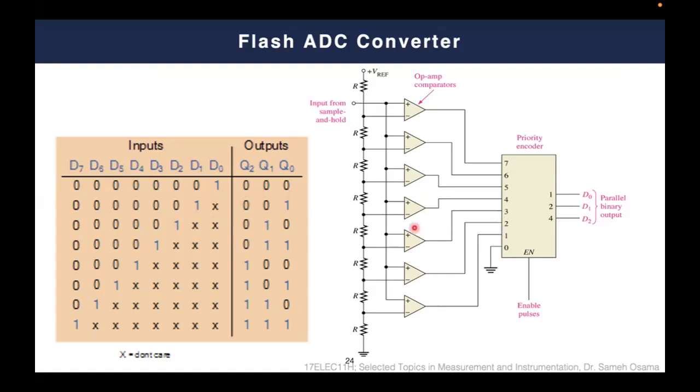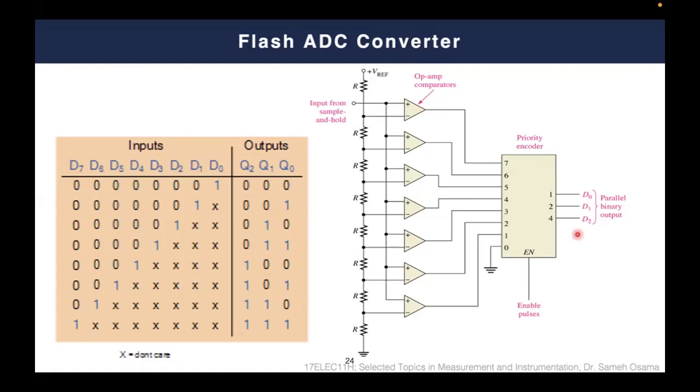Now, if this comparator gives 1, which means that you are greater than 5/8 of the full scale value, then when this signal gets 1 here, you don't need to see these two lower comparators, and you are going to the 0, 1, 0 state, and so on. Till you reach the case when you pick one from here, that means that you are greater than 7/8 of the full scale, and you are now in the highest state, which is 1, 1, 1.